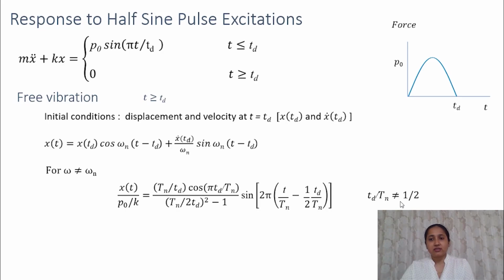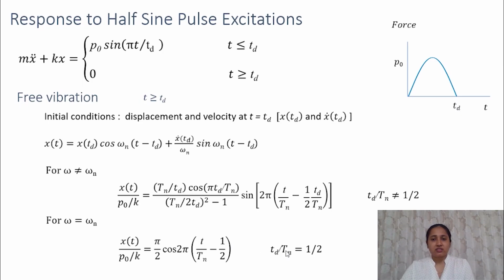When Td by Tn is equal to half, as we did in the previous case, we derive another expression, and that would be this. This expression is valid when Td by Tn is equal to half. So now we know the forced vibration response and the free vibration response for omega equal to omega n and omega not equal to omega n. So we can plot the response curves.